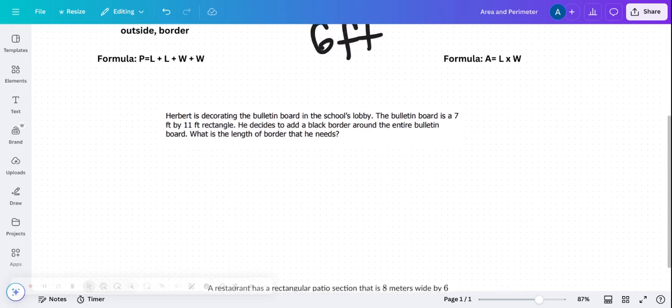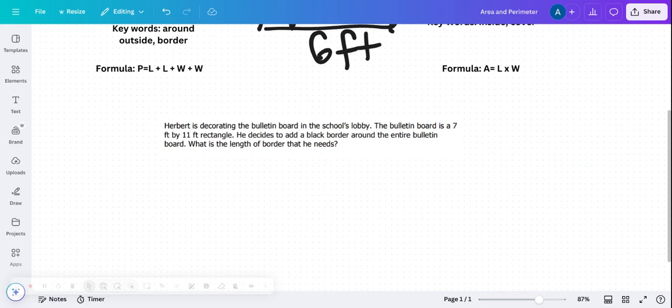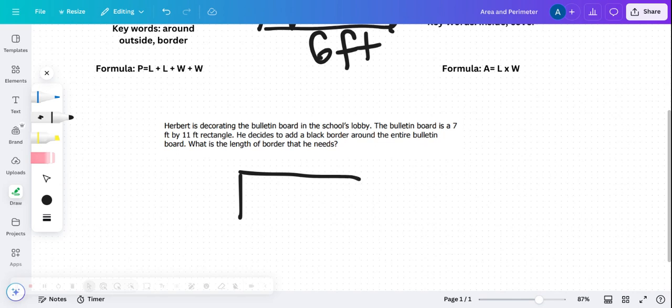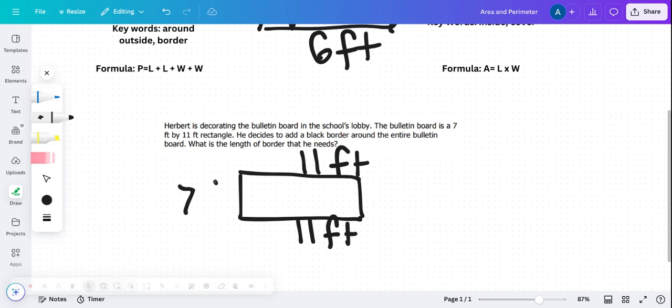So our first question says, Herbert is decorating the bulletin board in the school's lobby. The bulletin board is a 7 feet by 11 feet rectangle. So because the length and width are not the same, we know that it's going to be a shape of a rectangle. So whenever I'm problem solving, I'm going to be drawing a model. And then I'm going to be labeling the sides with what I know. So I know the long side is 11. And then I'm going to label the units. The opposite side is also going to be 11. And then I know the short side is going to be 7 feet. So I'm going to label both sides 7 feet.